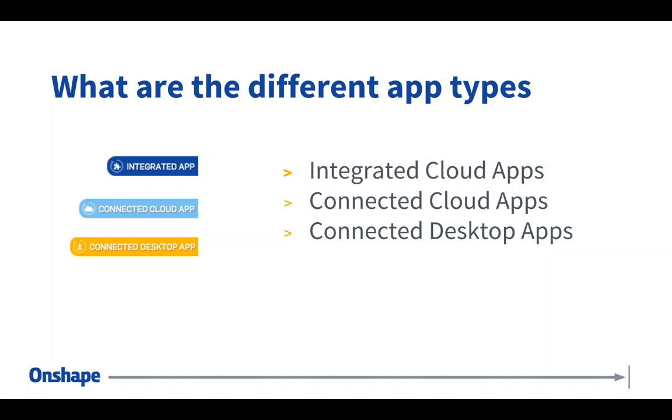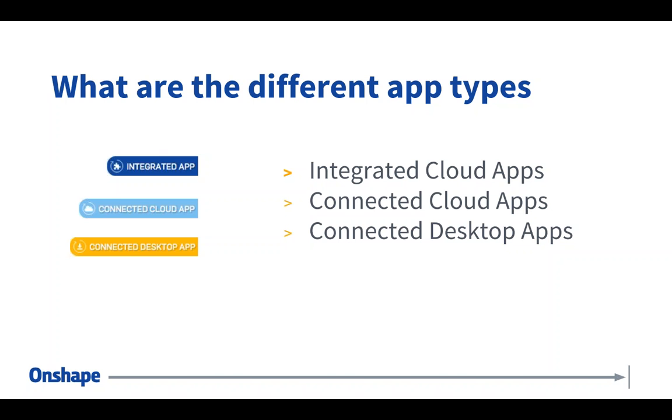So, for example, we have another partner, SimScale, that runs finite element analysis in the cloud, right? So you can run structural analysis or fluid dynamics in a browser, and they've integrated their app with ours via a connected cloud app. So it's another web-based service that connects to your Onshape account and allows you to run studies on your Onshape designs, on your Onshape models. So those are connected cloud apps.